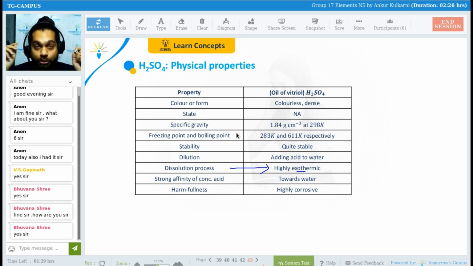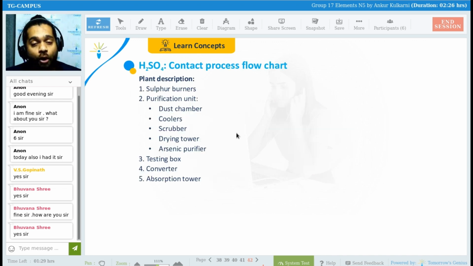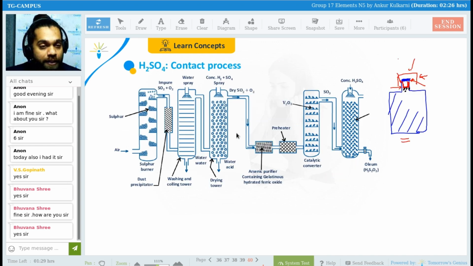If you react H2SO4 with water, you have to handle it with care. Not only H2SO4, all chemicals you have to handle with care, isn't it? What do we do in the lab? Okay, our work is done, let us put everything in the basin. Imagine what would be happening wherever that gets collected.